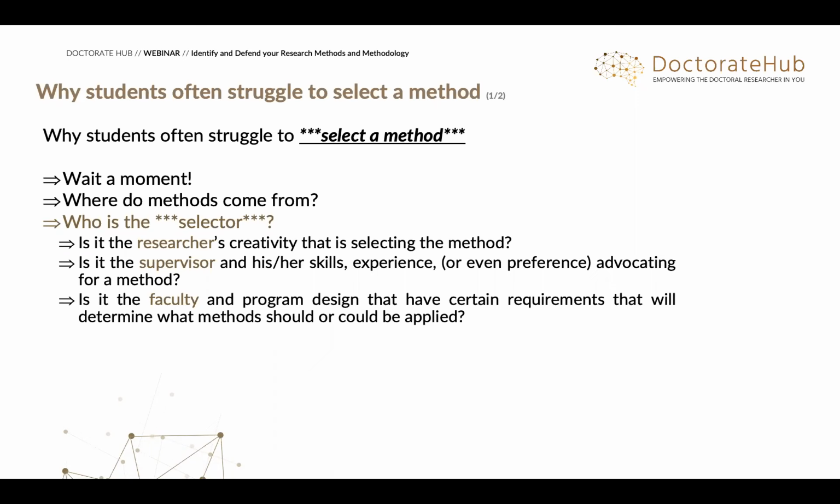Or is it perhaps the faculty and the program where you're enrolling at, because it's designed in a form that has certain requirements that will determine what method should or could be applied. Now, this would be the obvious part within the faculty. As we will talk about, there's the not so obvious part, which is called politics. So there might be people in the faculty that are advocating for some things to be done, even though it's not written down, and that also should be understood.